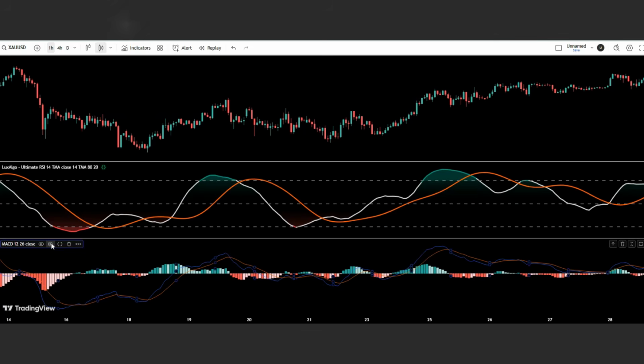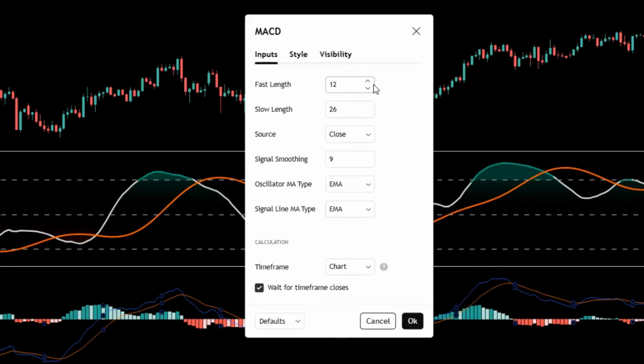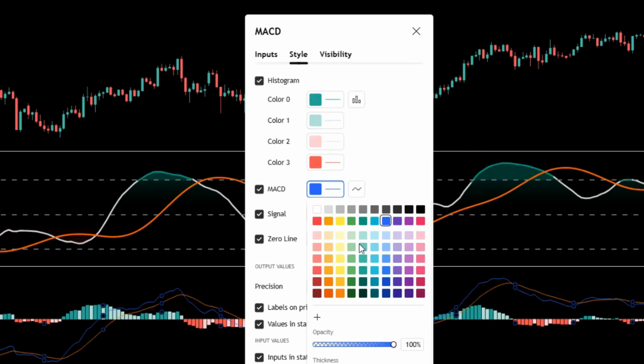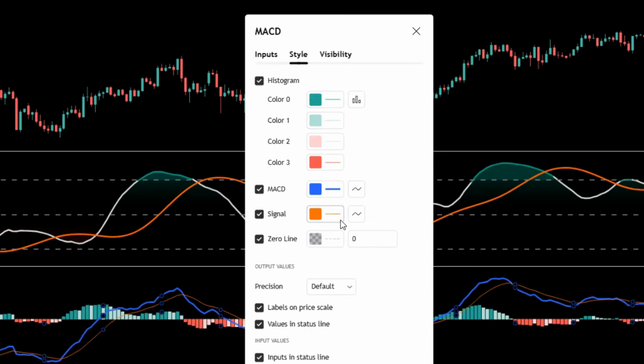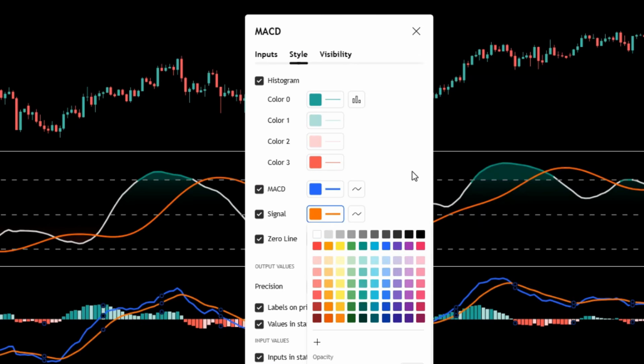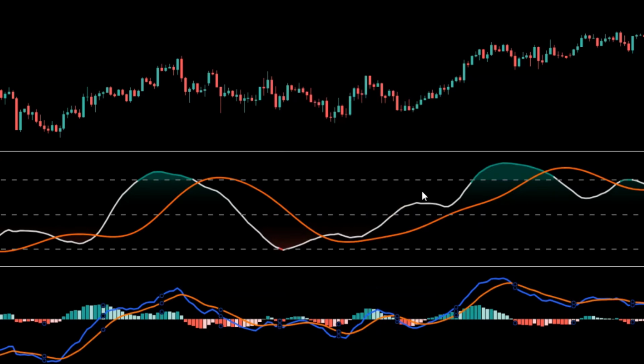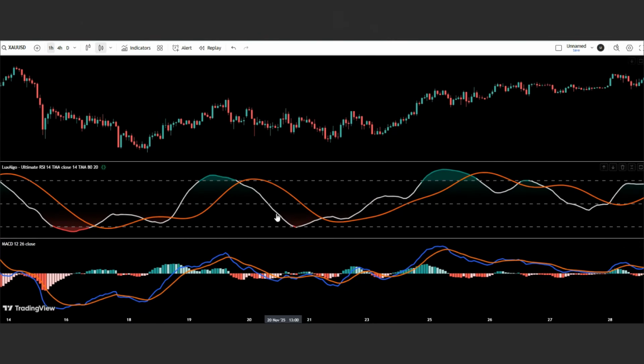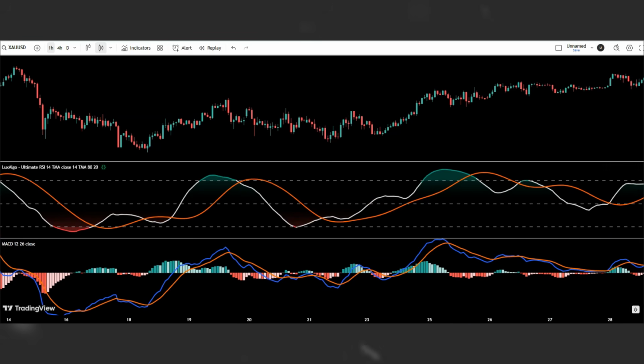Now open the settings. We will use the default settings for MACD, fast EMA at 12, slow EMA at 26, and the signal line at 9. Go to the Style tab and make both the MACD line and the signal line a bit thicker, so they are easier to see. Click OK to save the changes. Now all the indicators we need are on the chart and we are ready to learn how to use them to find buy and sell signals.